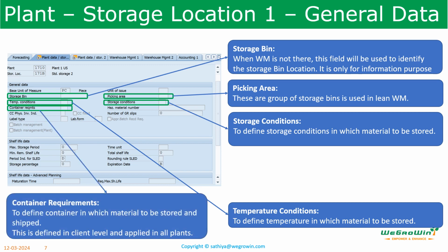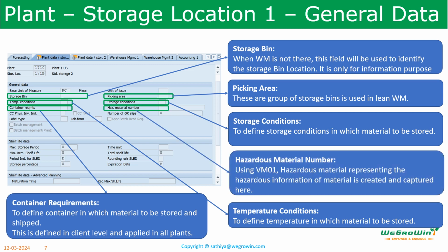And then container requirements. Container requirements is another field which is defined at the client level. Please take note, this is defined at the client level, and this is used as the same for all the plants. This field defines what container a material should be stored and shipped in, because this is very important detail. Again, configuration has to be done. Like the conditions, how you have to store it, what is the temperature, these are client based details, so we have to be careful in defining them.